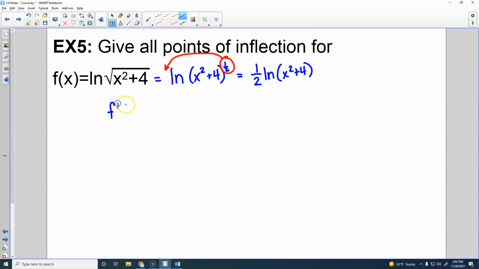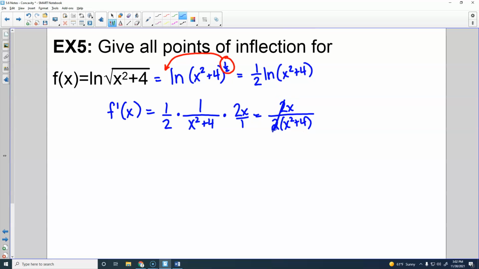All right, so f prime of x. The 1/2 is going to stay out front. It's just a coefficient. What's the derivative of natural log? 1 over x, or in this case, 1 over x squared plus 4. But I've got to use chain rule, so I've got to multiply by 2x. So if that 2x is like a 2x over 1, I end up with 2x over 2 times x squared plus 4. But the 2's can cancel, so just x over x squared plus 4. So no natural log anymore, that's good.